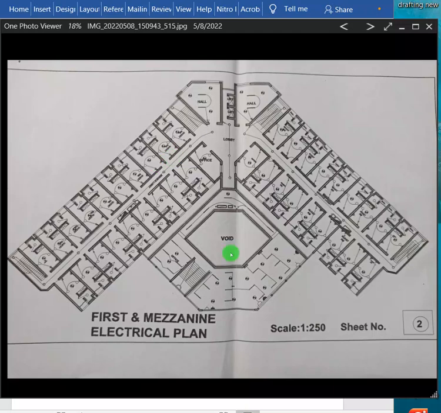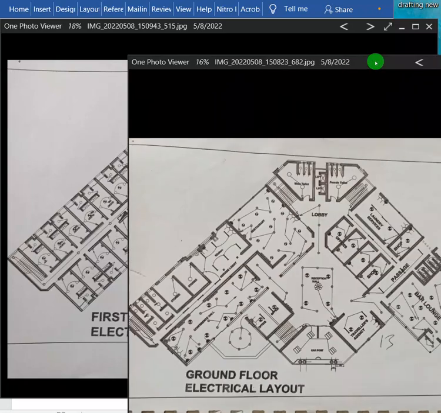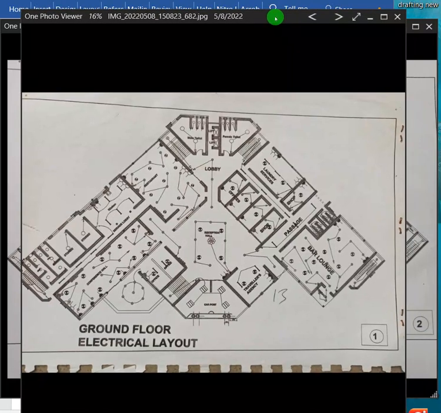Okay, so this is a first floor hotel building complex. So it's going to be 3 floors. This is also the ground floor. This is the ground floor. So we're going to calculate the ground floor.